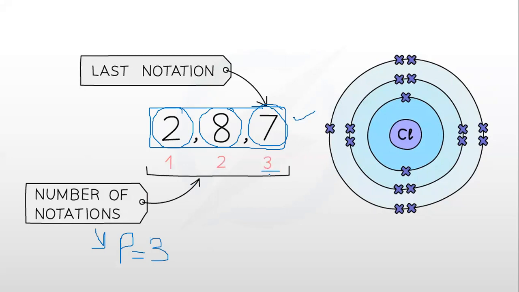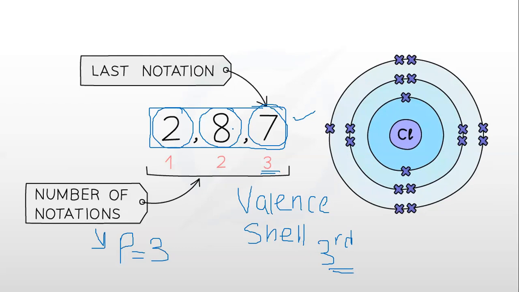आपकी जो last notation है, which is in the outermost shell, which is the valence shell, आपका जो third shell है वो कौन सा है? अगर मैं कहूँ what is the valence shell? Valence shell आपके पास कौन सा है इधर? The third one. The third shell is your valence shell, the outermost shell. And the last notation is 7, which means that chlorine is in group number 7. और group number 7 को हम एक नाम देते हैं, which is halogens.